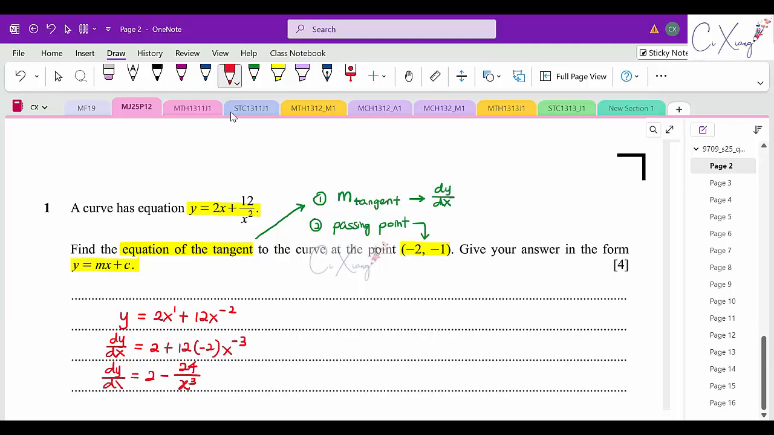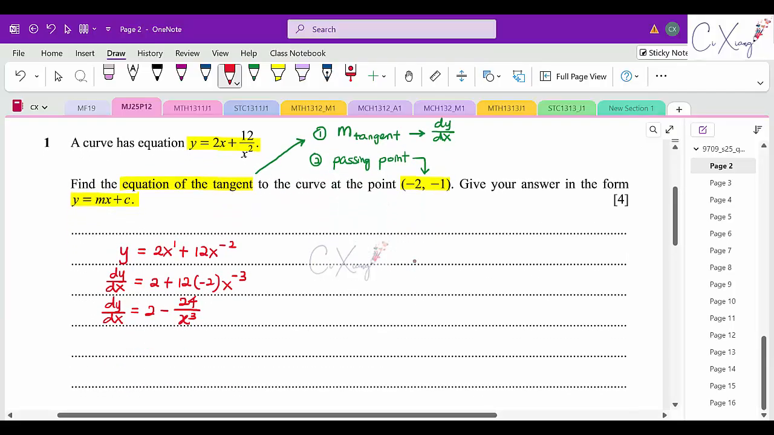To get the gradient of the tangent, I need the value of dy/dx. So let's see what we should substitute for the value of x here. Since we are interested in the equation of the tangent at this passing point, you can see that our passing point here has x coordinate negative 2, which means you have to substitute negative 2 into your calculation here.